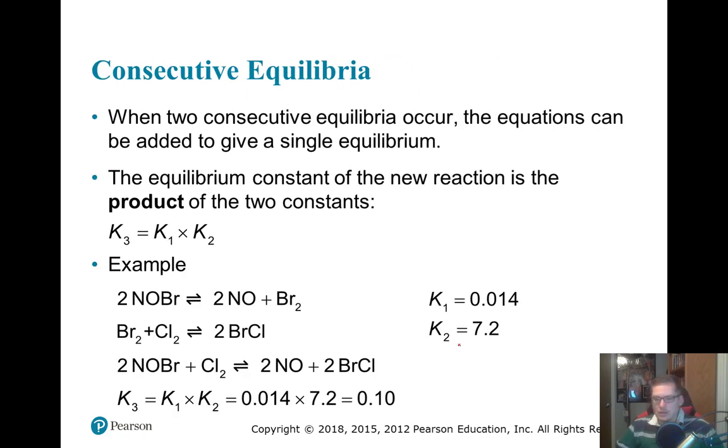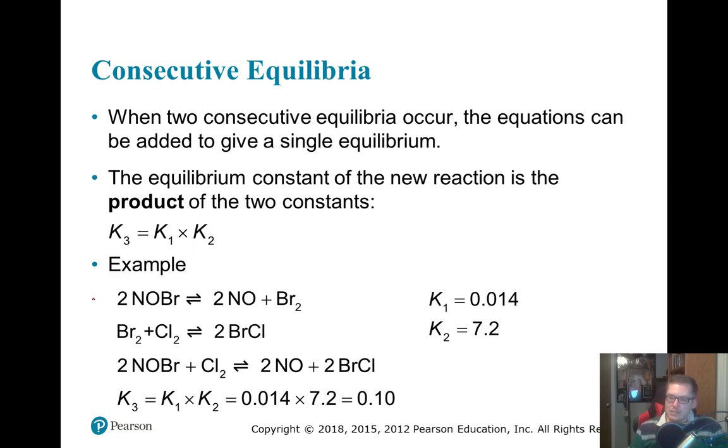And this one's the last one, and this one's kind of more confusing than the rest. If we're going to have 2 consecutive equilibria that are making up our total reaction, then our equations must be added together to give a single equilibrium. All right, so the equilibrium constant of the new reaction is the product of the 2 constants. So if we had some overall new reaction, and these are the original 2 equilibria that went into making this one, we take the first times the second.